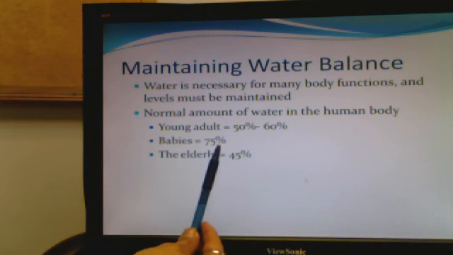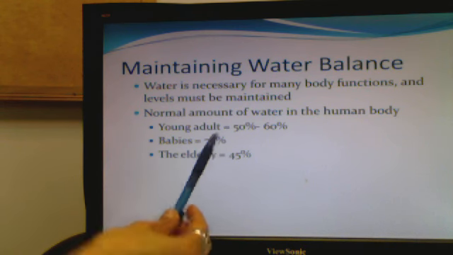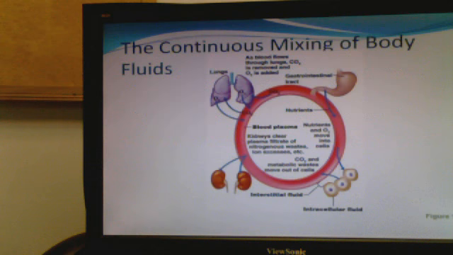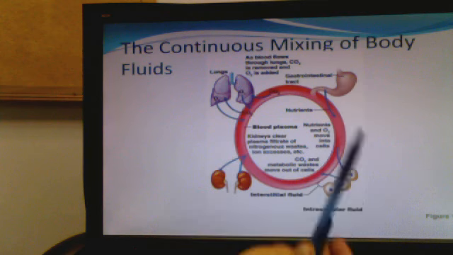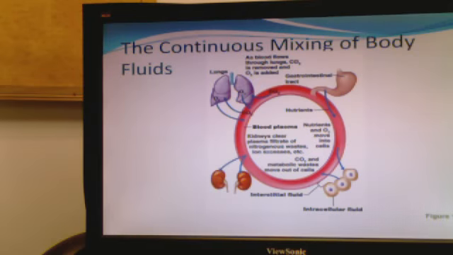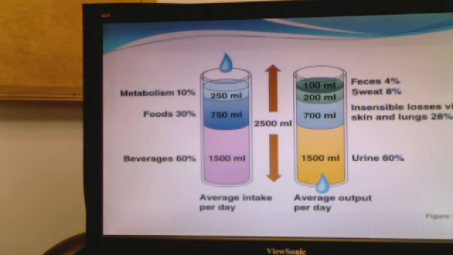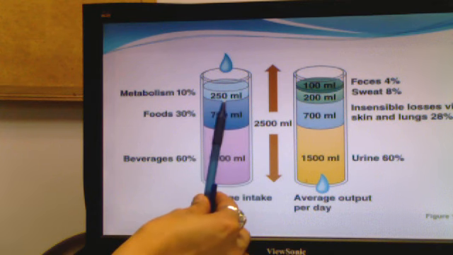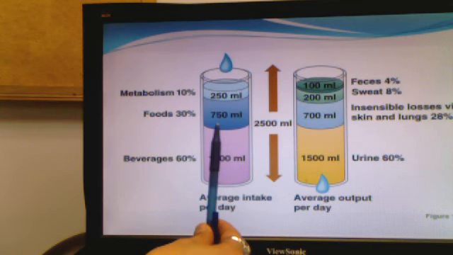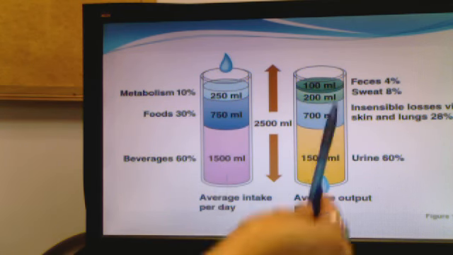Babies have more water though, that's why they're very prone to dehydration, because the body of the babies has 75% water. There is continuous mixing of body fluids from the lungs, the GI, cells with fluid inside, kidneys, and of course blood. So there's always continuous mixing of water. This is water intake every day, 250. Our body always produces 250 ml of water every day, on top of water from our foods and water from our drinks. This is how much we excrete.